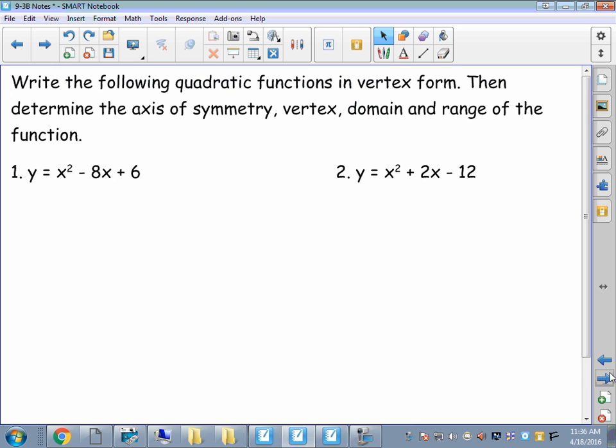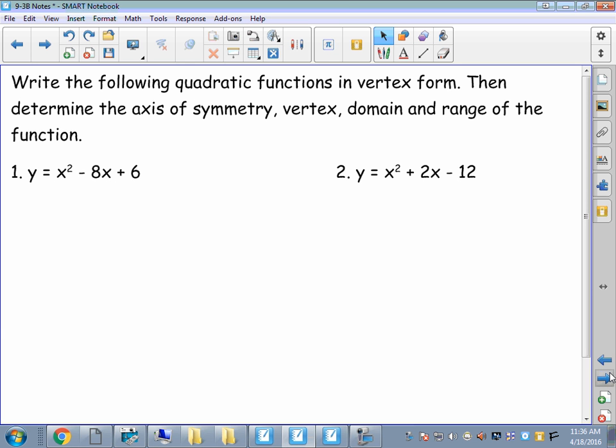So let's go ahead and just try it. You can always refer to those steps. Anytime you get stuck, you can go back through your notes and read them step by step, and it's like a checklist. So we're going to write the following in vertex form, then we're going to come up with all the information of the function.